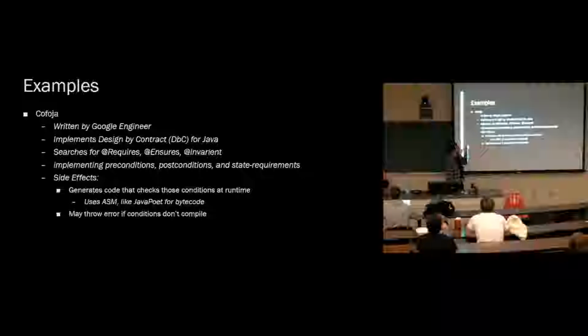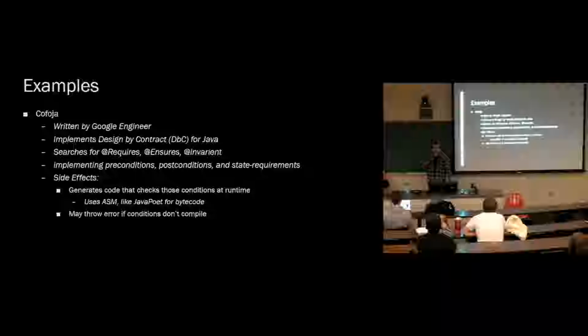Yeah. Here's another example. This one is not built in. So JUnit you can get with Eclipse. @Override is built into the compiler. But this is just a cool one I found, built by some Google engineer a couple of years ago, called Kofoja. I'm not sure if that's how you pronounce it, but it implements contract-based design by contract for Python.